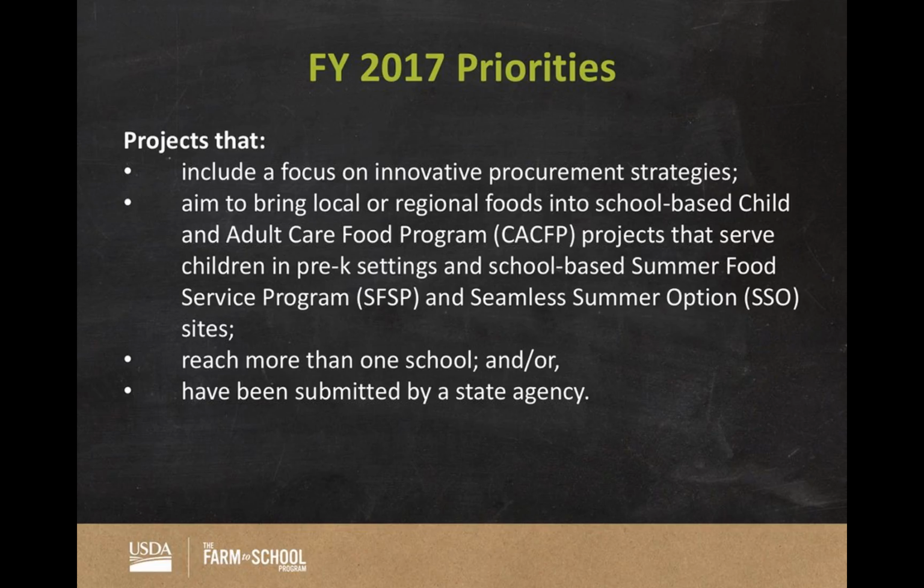So the priorities guiding the Farm-to-School grant program for this fiscal year are outlined here on this slide. We want to include a focus on innovative procurement strategies. We also want to increase access to regional and local foods in school-based Child and Adult Care Food Program projects serving pre-K settings, as well as school-based summer food service programs and those schools or entities operating the Seamless Summer Option.